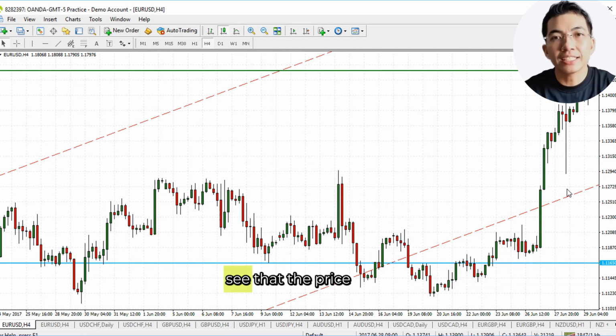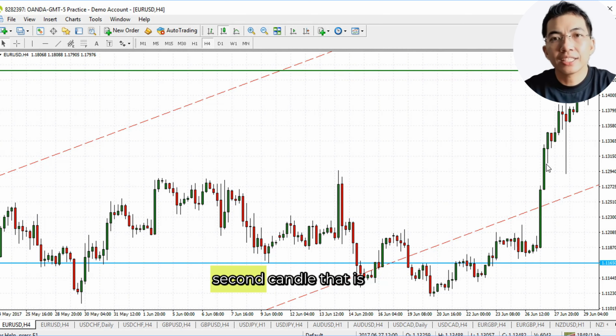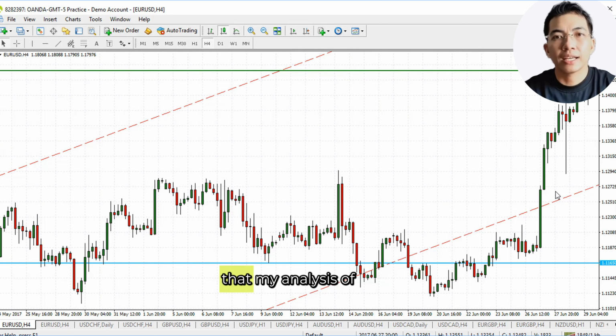Going on, I can see that the price goes back to the channel first of all. There's this first candle that is almost a Marubozu, and it is very important because it pushes the price back to the channel. Then I have a second candle that is almost a Marubozu again. So after these two candles, I'm very confident that my analysis of the market was correct, and the euro-dollar is following this uptrend. Then from here everything becomes easy.